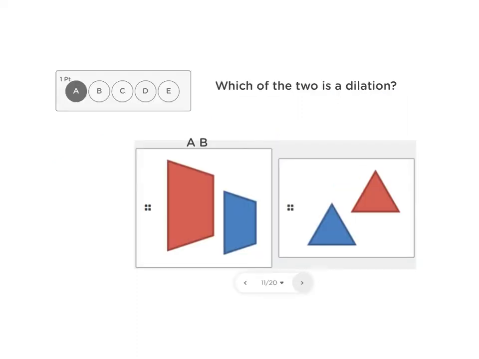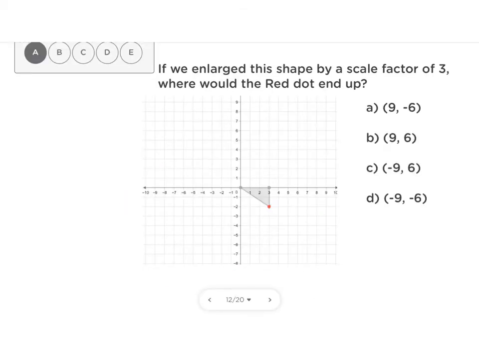Question number 11. Which of the two is a dilation? Remember that dilation means to change the size, right? And so this one here is not a dilation. The size and shape stayed the same. But on this first one, which is A, there is a dilation. It's the same shape, but it's a different size. It got bigger, as if you were going from blue to red. So dilation would be A.